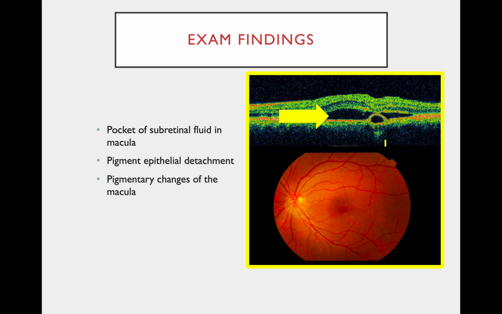On exam, OCT findings will usually show a pocket of subretinal fluid. You'll notice, as opposed to cystoid macular edema, where you saw large cysts within the retina, this is actually fluid underneath the retina. One may also see a pigment epithelial detachment. If you see that small, dome-shaped elevation, a little bit more than just to the right side of that arrow, that is a pigment epithelial detachment. And on exam and on photography, one may also see some pigmentary changes within the macula, which might denote some chronicity.